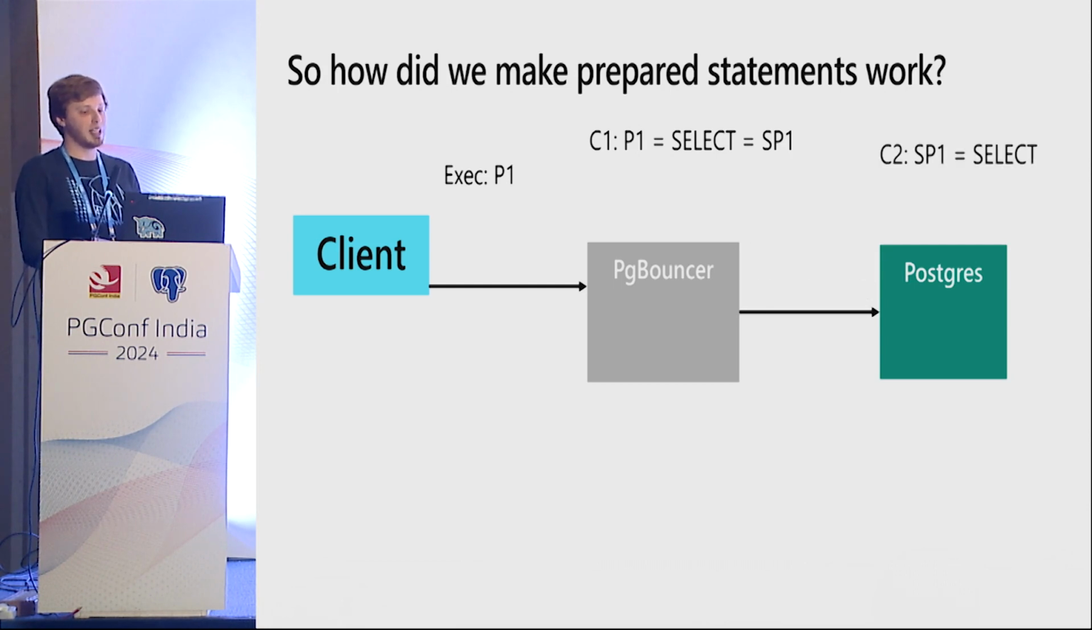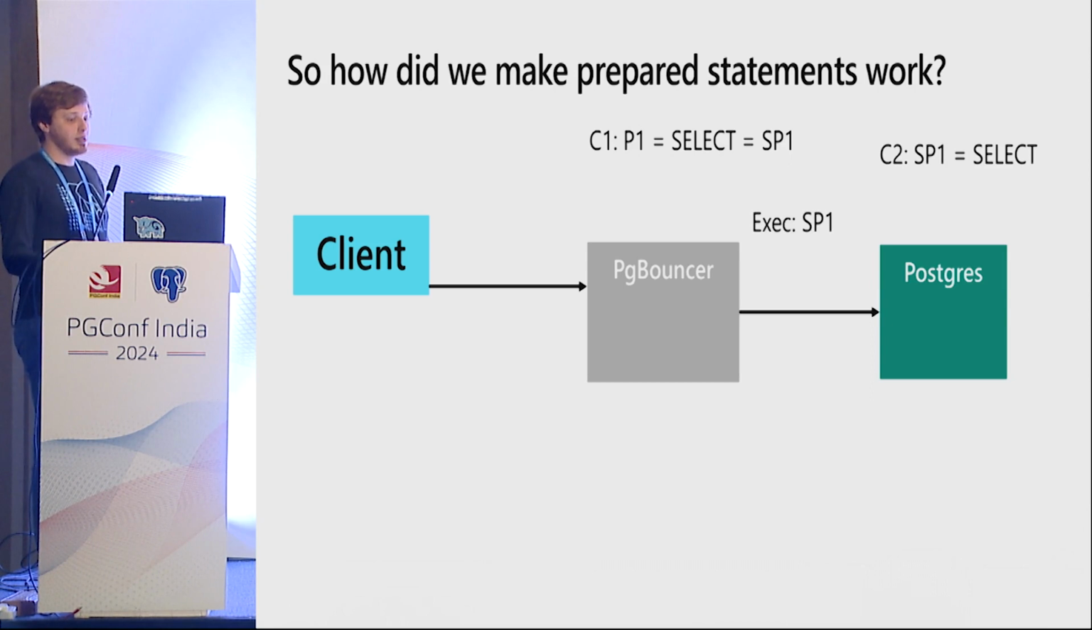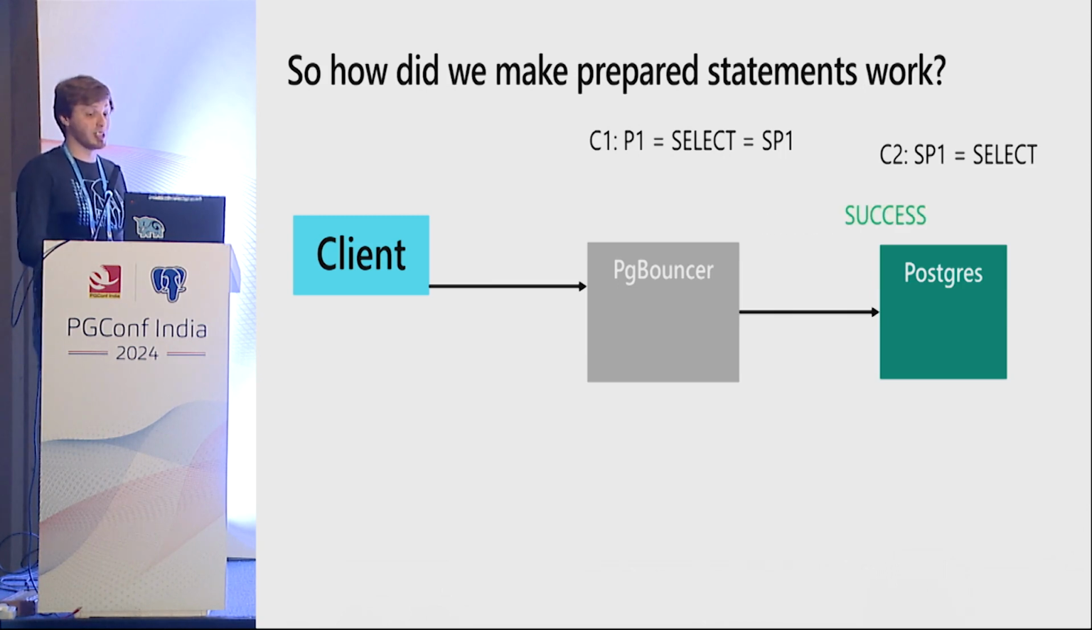So now it's there. And this time it's client 2 because it's a new client. It's like a new connection to Postgres. And then it will not execute P1, but it will send execute sp1 because that's the name it gave to Postgres. And then that also works. So yes.